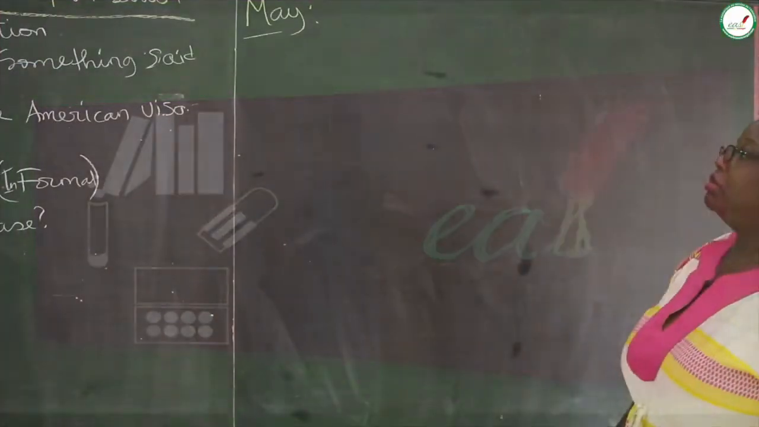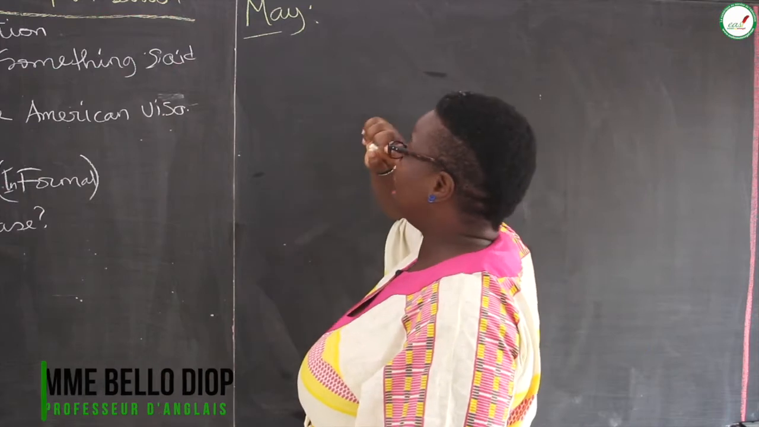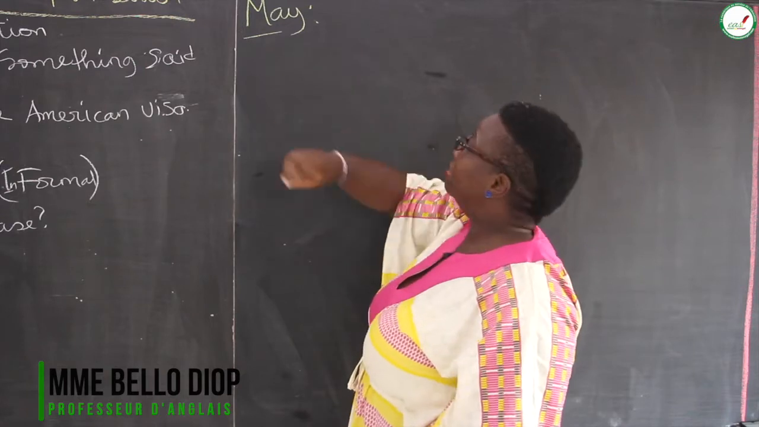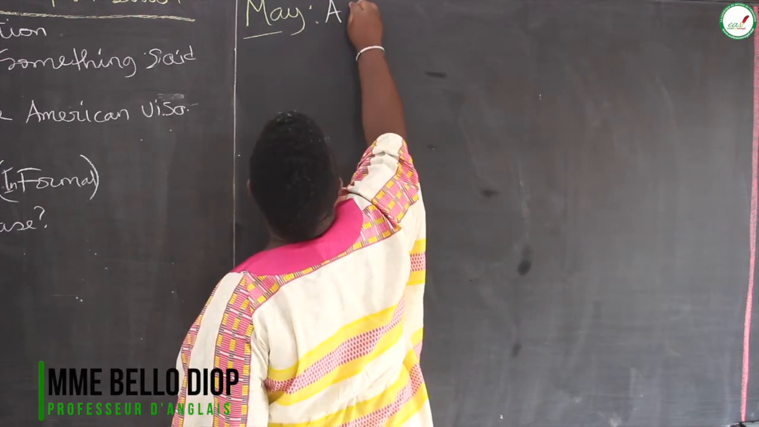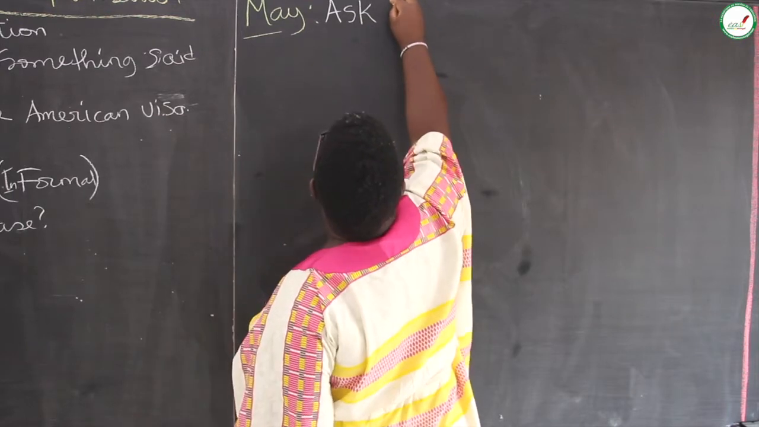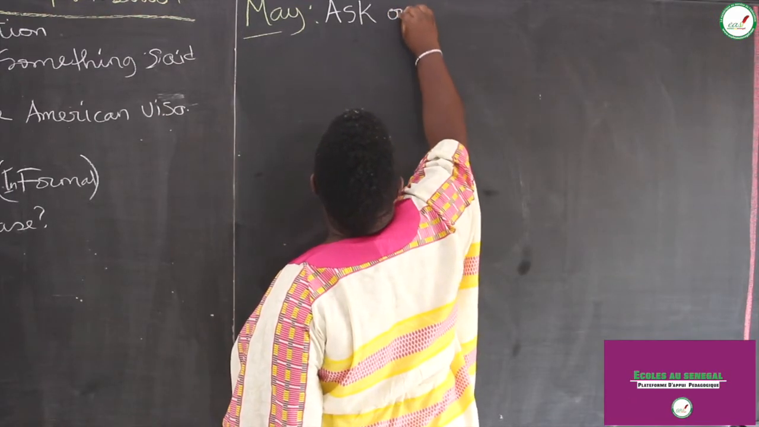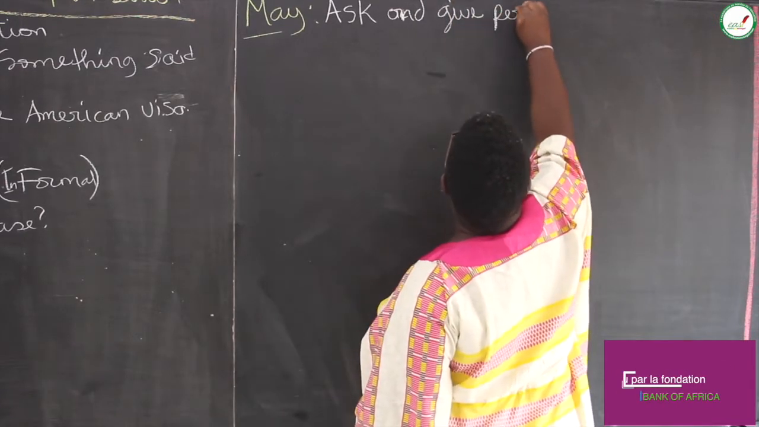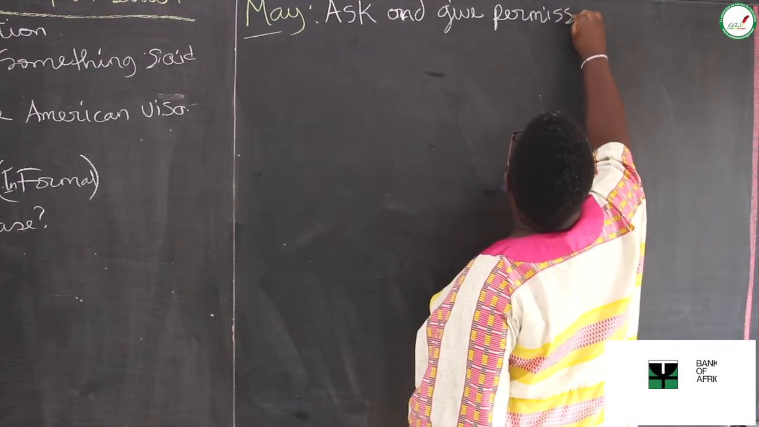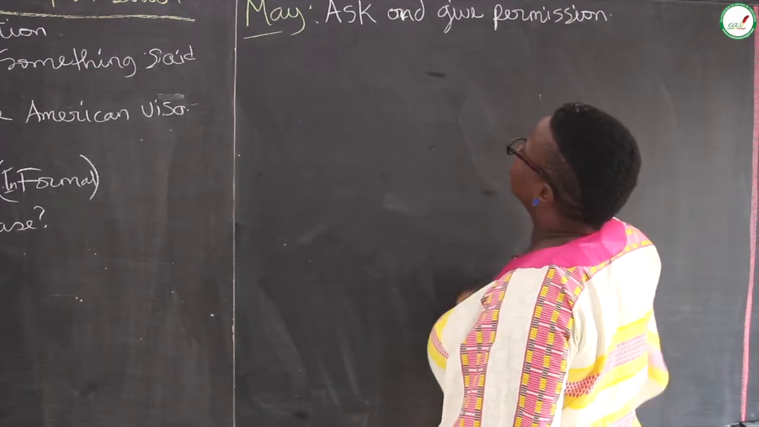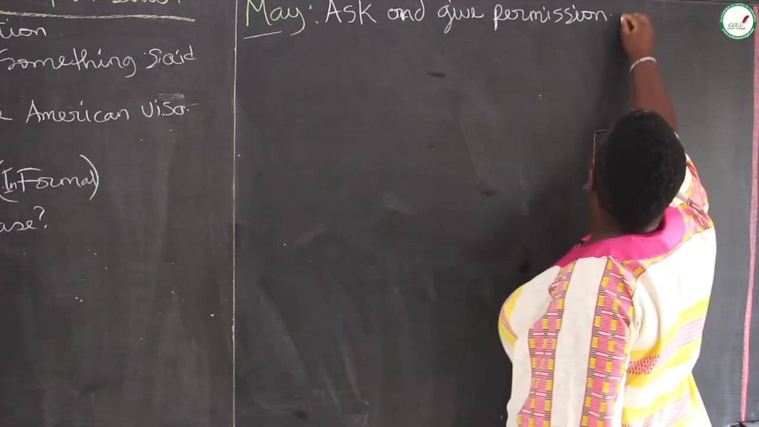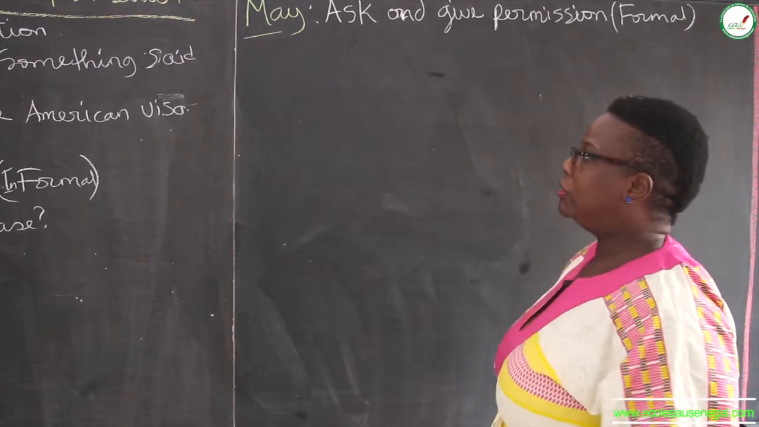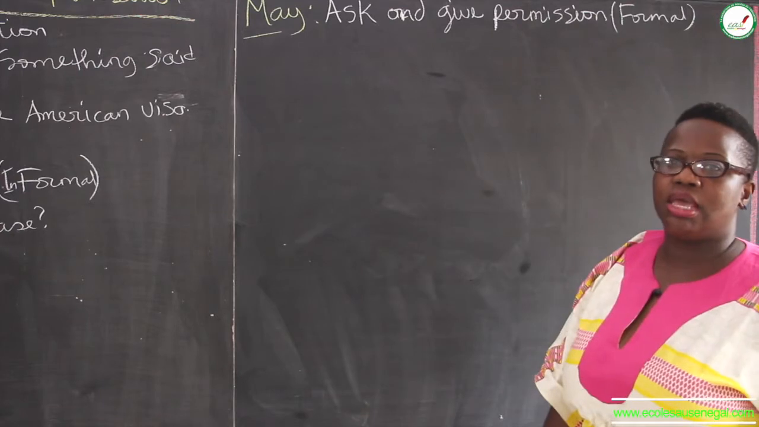May. With may, it's the same as can. Why is it the same? Because with may, you can use it to either ask or give permission. And may is also formal. Let's give an example of may.